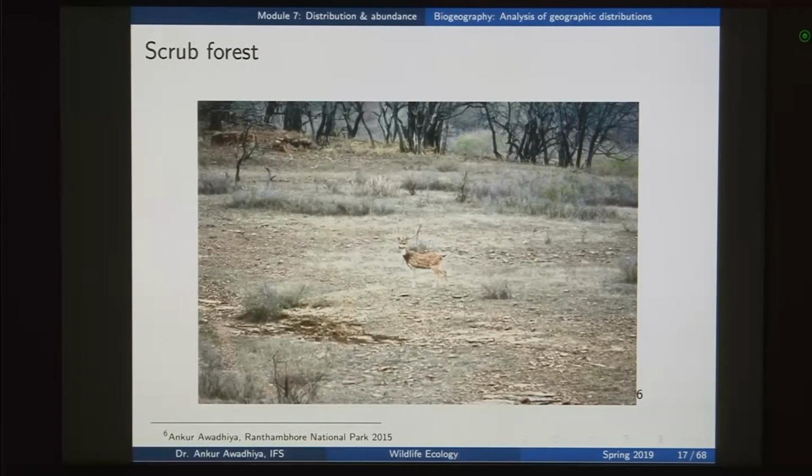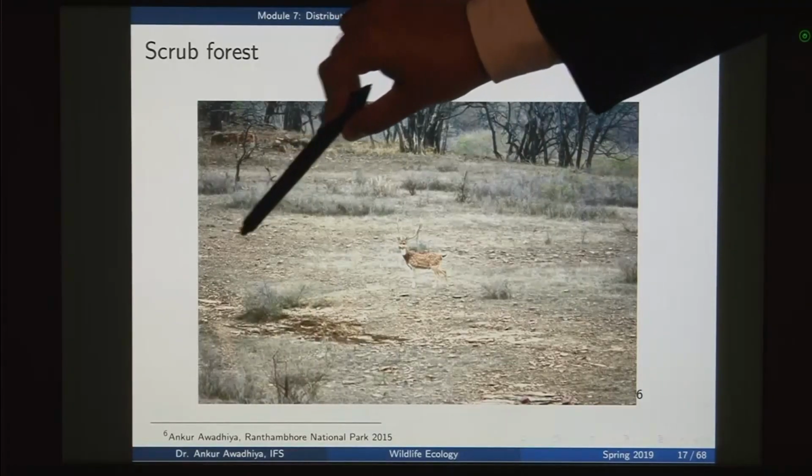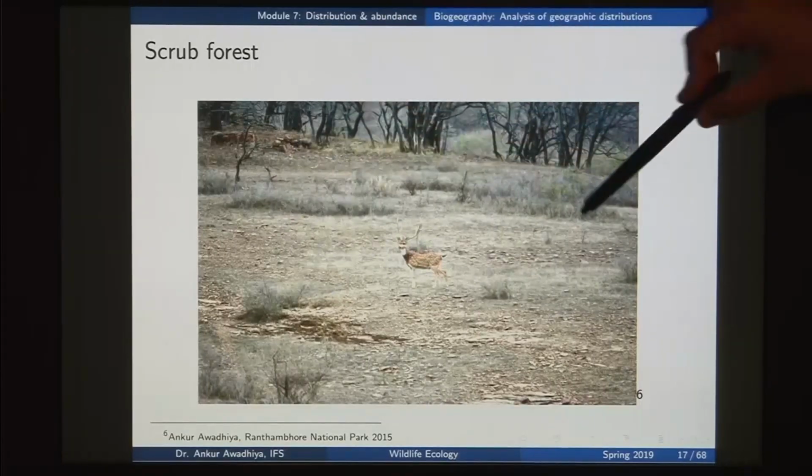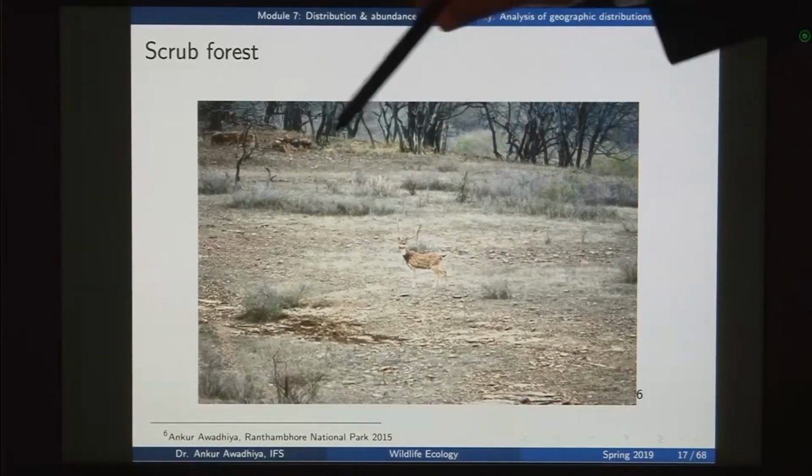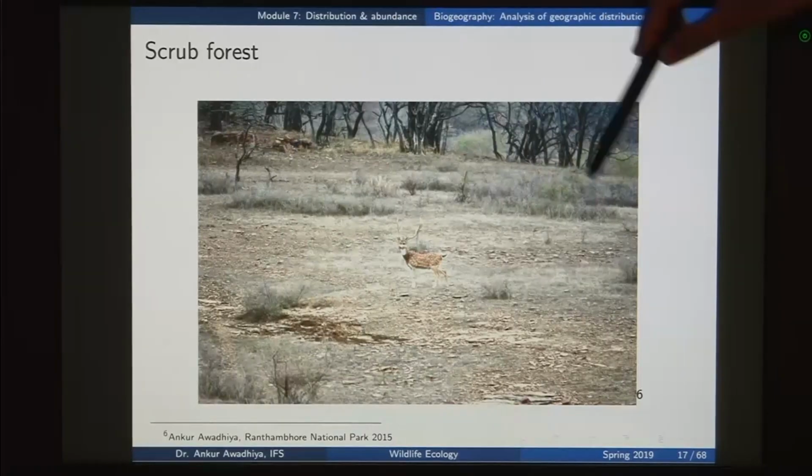Now, moving westwards in our country, we have the scrub forest. You can typically find a scrub forest in Rajasthan or Gujarat. In the case of a scrub forest, you will have a situation where the land is exposed in a number of areas, plus you have these small shrubs in the area.